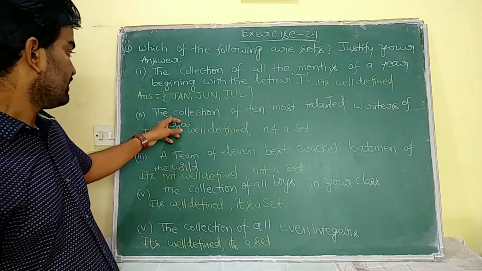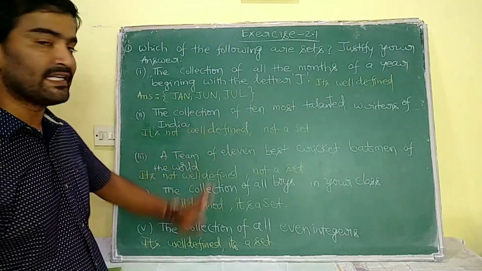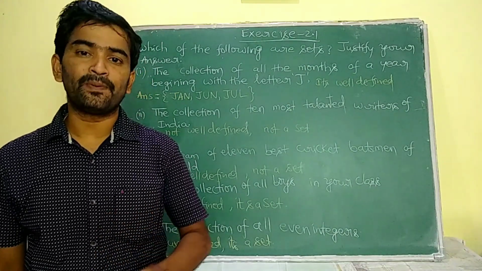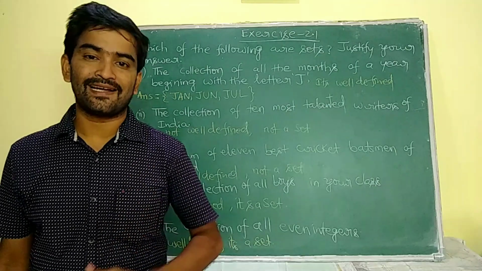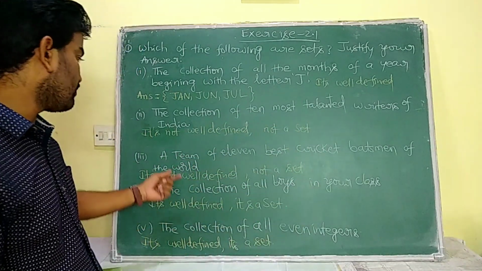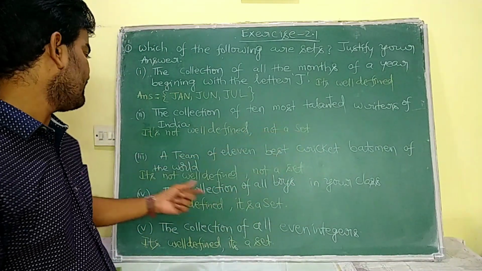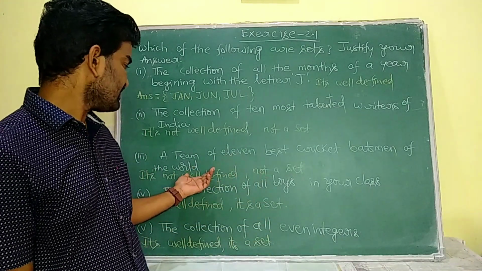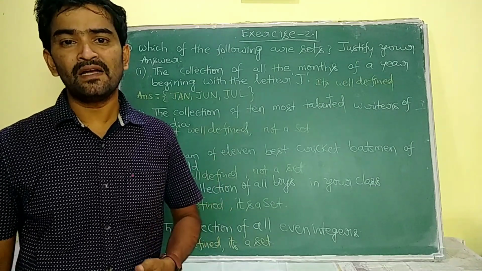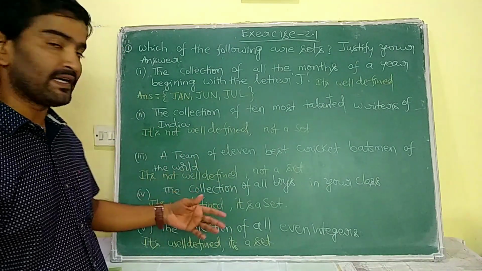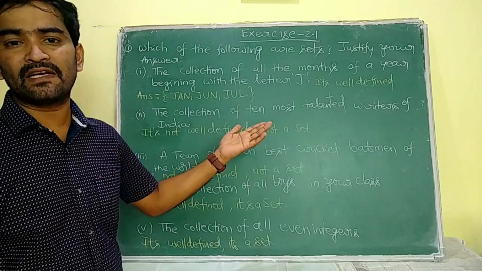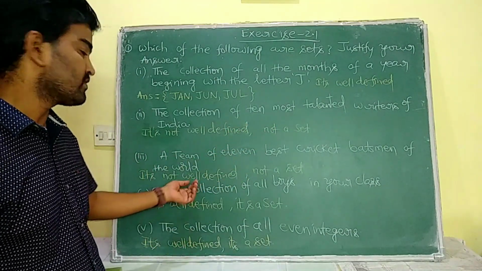Next, the second question: the collection of the 10 most talented writers of India. It is not well defined. Why? Because there is no rule or property that states who is talented. So it's not a set. Now, the team of 11 best cricket batsmen of the world. It is also not well defined because there is no rule for who the best cricketers are. If I write a list of best cricketers, I will get one list, and some other person will get another list. That's why it's not well defined, so it's not a set.